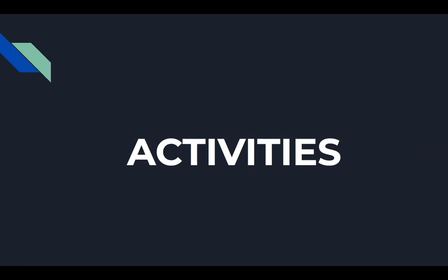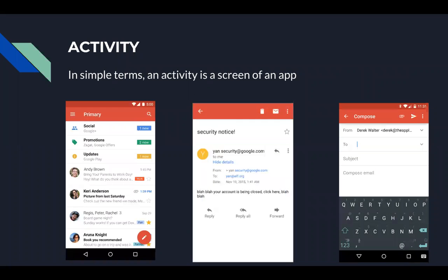I know we are familiar with activities, so I'll be brief. An activity, in simple terms, is a screen of an app. From this slide, we can see that this is Gmail's app. Firstly, we have the inbox, and the inbox is an activity. When we click on a message, it takes us to another screen, and that screen is also an activity. When we click on compose message, that is also an activity. So an activity is basically a screen of an app.